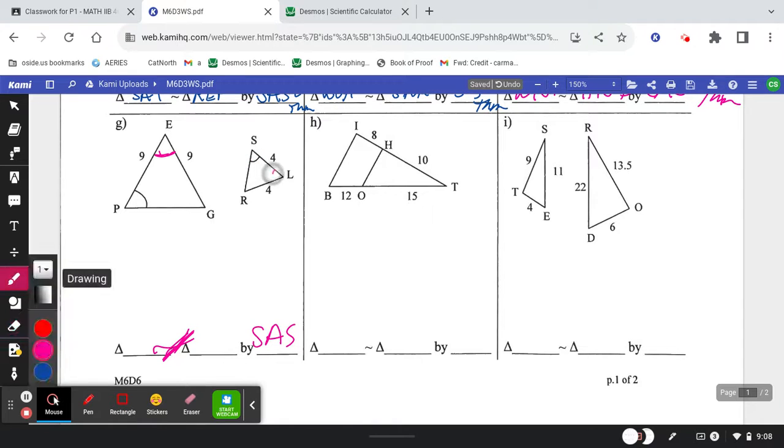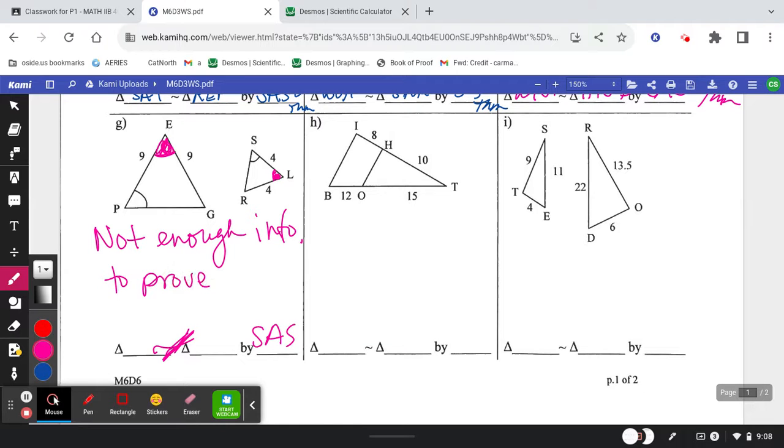And so notice right here, we know nothing about angle L. We know nothing about angle E. So we cannot use side angle side without that information. So the answer for letter G is not enough information to prove similarity. Okay, so it's kind of a tricky one, a fake out, if you will. All right, let's look at the next one.